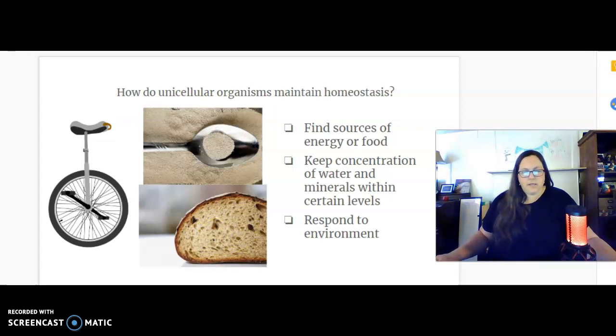All right. Unicellular organisms dominate on the earth. They are living, and they're not always simple. So if you look at this unicycle, you could say, hey, it's a simpler version of a bicycle, but it can still move around and people can still pedal it. It can still do the things that it needs to do to act like a bicycle.